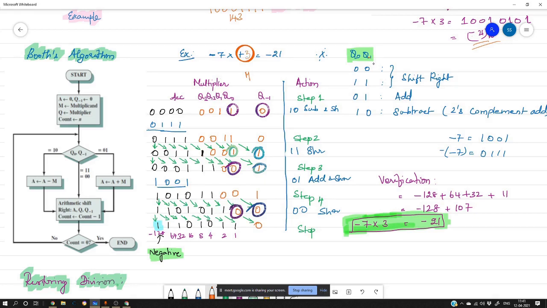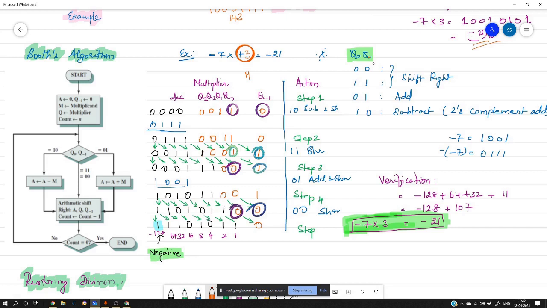So now what we do, as in the previous case, is initialize the accumulator, the Q register and also the multiplicand. That is what has been shown here. A is moved with 0 and Q minus 1 is also moved with 0. M is populated with the multiplicand and Q is populated with the multiplier, and count is moved with the number of bits in the multiplier or the multiplicand. Since both are going to be the same, you can take any one of these for count. So it is 4 bits here.